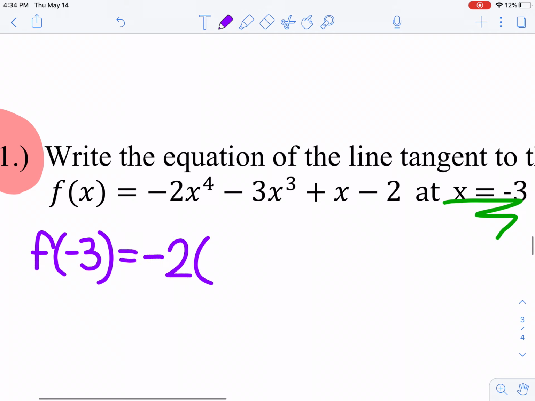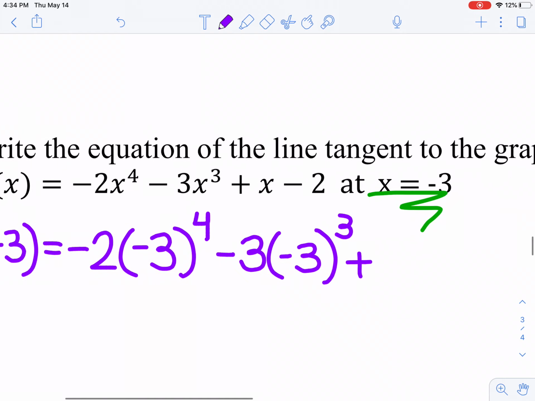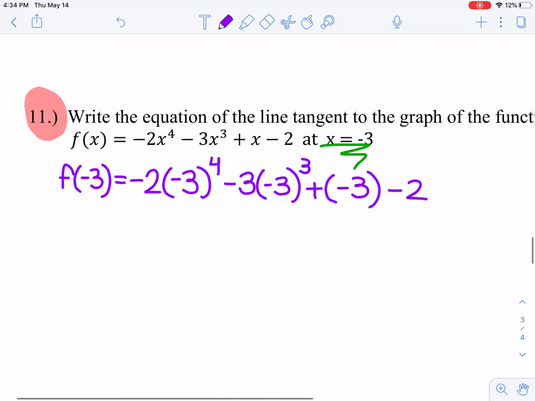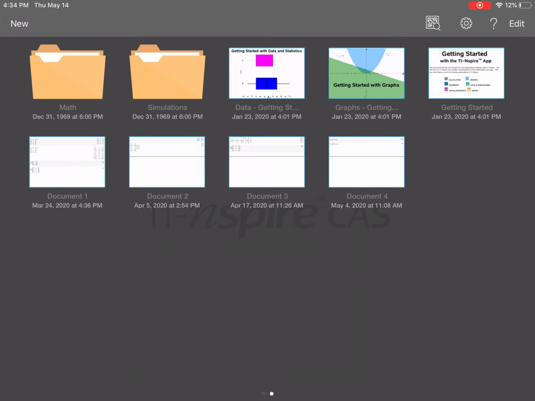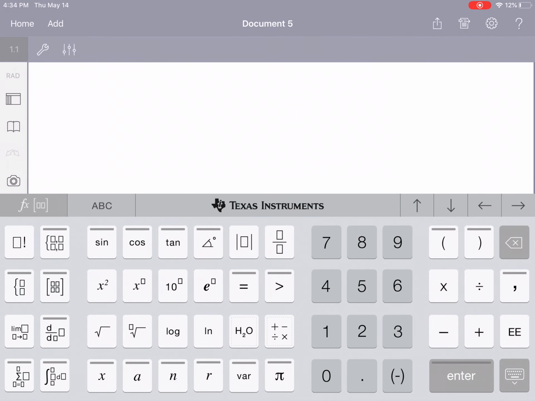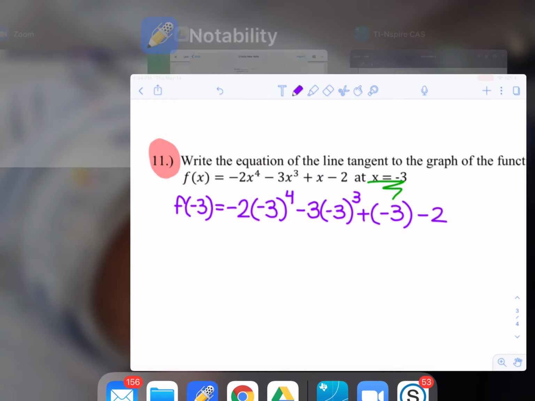Remember, when I'm trying to find the y value of a point, I plug into the original function, okay? So negative 2 times negative 3 to the 4th minus 3 times negative 3 to the 3rd plus negative 3 and then minus 2. Now I could do a lot of this in my head, or I can go to my calculator and just type it in. This is a new app, this TI app. You have it on your calculator. You can just type it right into your calculator, okay? Why do all this extra work?